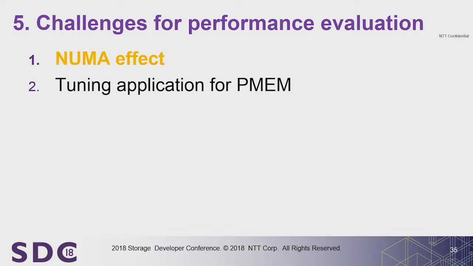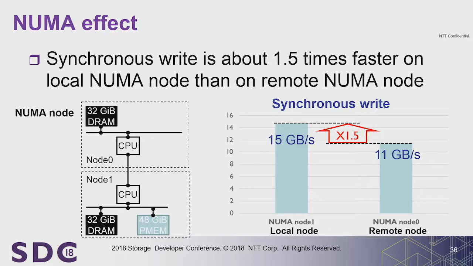Now I'd like to talk about the NUMA effect. Would you please look at this figure, which is our evaluation setup. For a CPU on node 1, access to local memory on node 1 is fast, while remote node 0 is slow. This also applies to PCIe SSDs, but persistent memory is more sensitive. I ran the micro benchmark on local NUMA node 1, and I also did on the remote node 0. This benchmark is the same as before. The I/O throughput on the local node is 15 gigabytes per sec, and on the remote node it is 11 gigabytes per sec. Synchronous write is about 1.5 times faster on the local NUMA node than on the remote NUMA node.